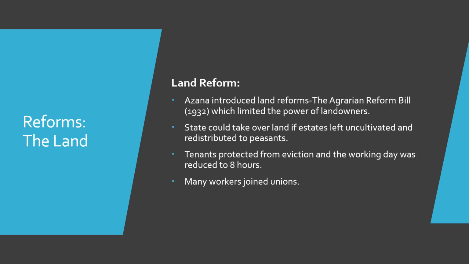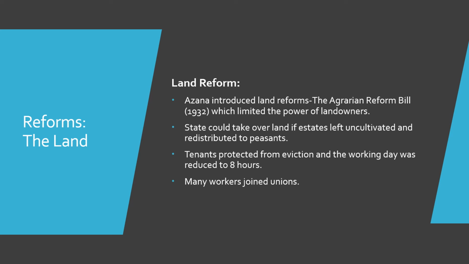Spain had been hit quite badly by the Great Depression. They found their exports had dropped, and a lot of the rich landowners had allowed their land to fall into a state of disrepair. It was because of this that in 1932 Azaña introduced the Agrarian Reform Bill.